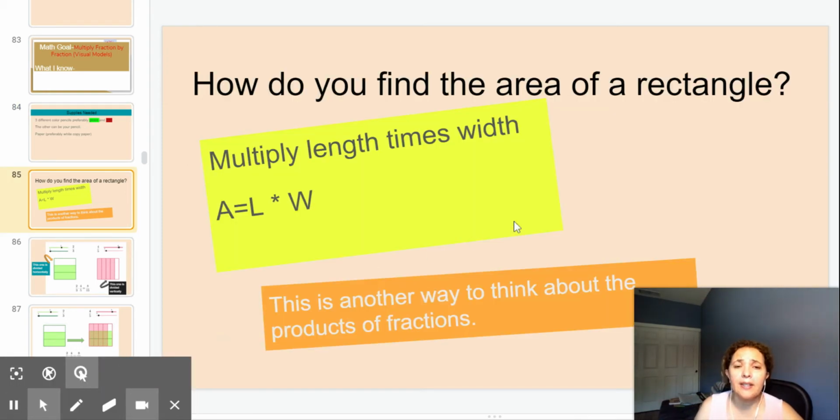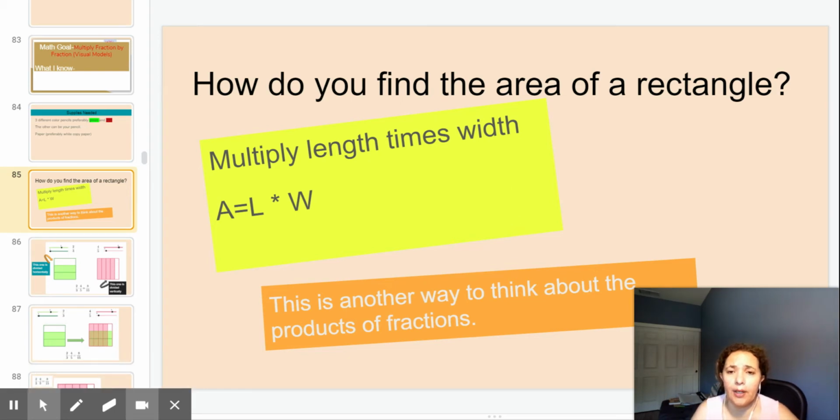Okay, so this lesson has to do with area. So how do you find the area of a rectangle? Right, you multiply the length times width, that equals area, right? So this is just another way to think about the products of fractions, just another way of looking at it, all right?